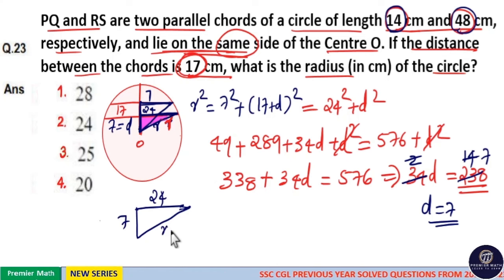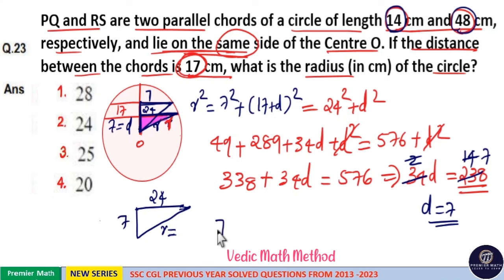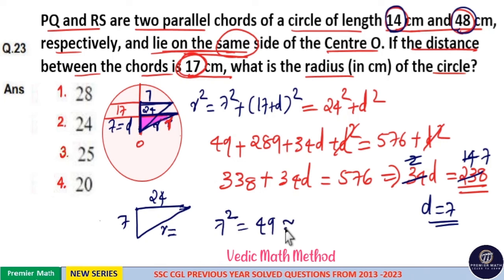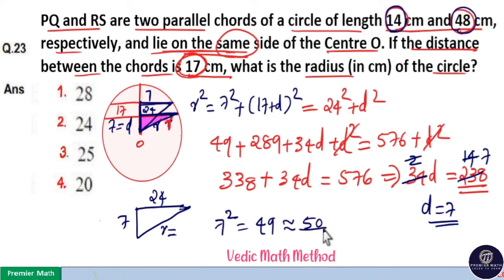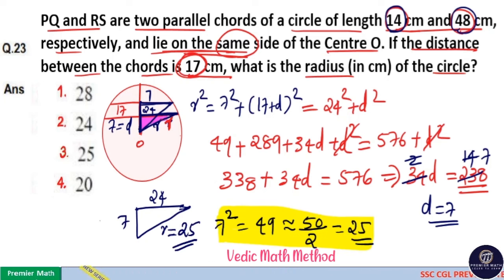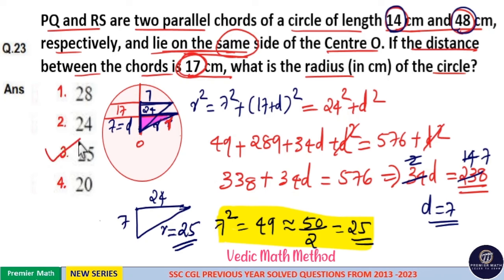Now this side is R, which is equal to, here the small number is 7. So take the square of the small number, that is 7 square is 49. Now take the nearest value, that is 50. Now take half of it, that is 50 by 2 is 25. So here R is equal to 25. So your answer is option 3, 25.